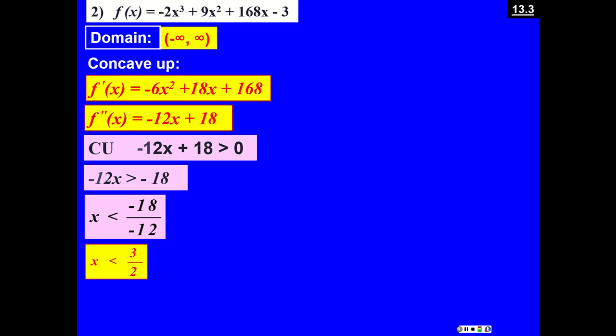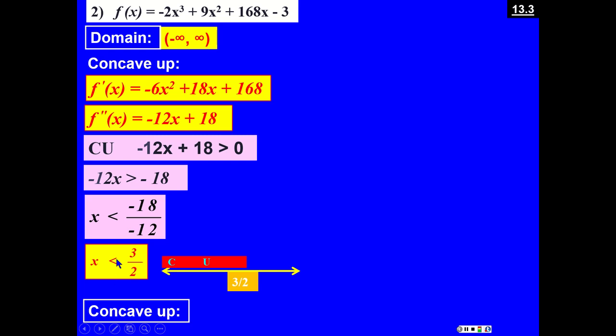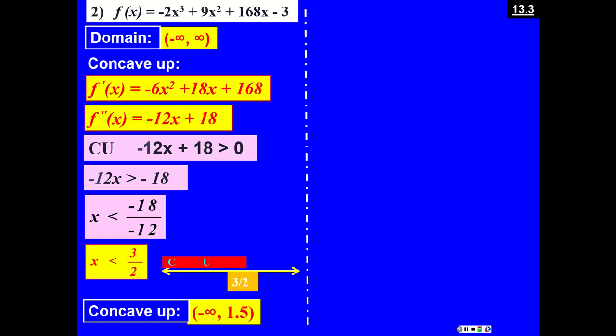You can write down your interval notation right here, or you can draw the line, label your 3/2, and because it's less, shade the left side. Then by looking at this, you can see that it is concave up from minus infinity to 3/2, or you can say 1.5. It doesn't matter however you want it. Then, concave down.